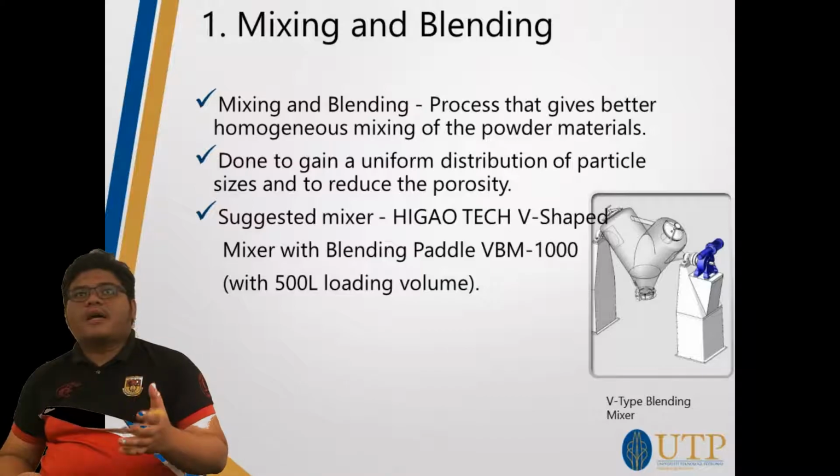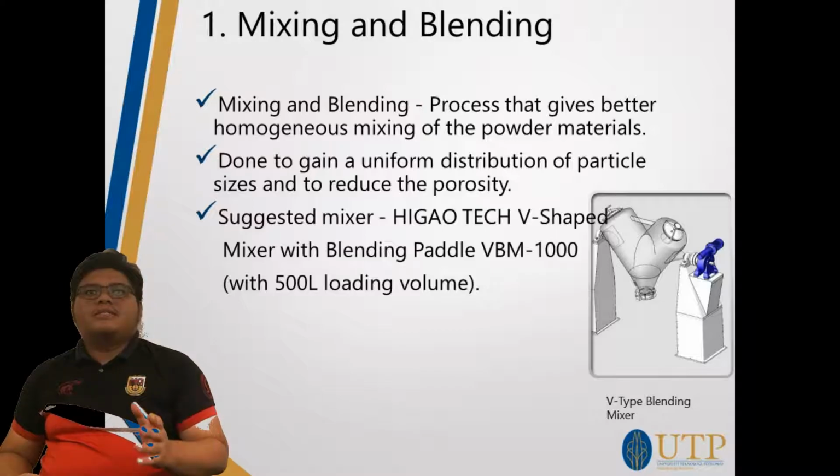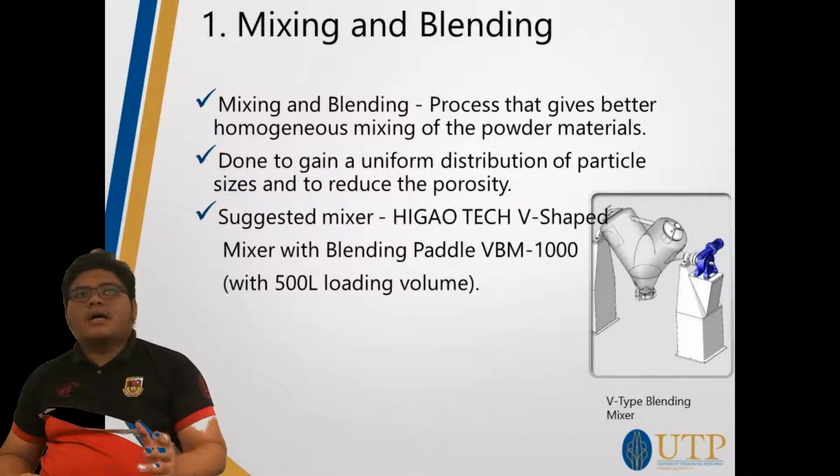In this process, the carbon steel powder will be loaded inside the mixer and blended by the blending paddles inside the V-type mixing machine, and we suggest and decide to use the Higal Tech V-shaped mixer with blending paddle VBM200 with 300 liter loading volume.